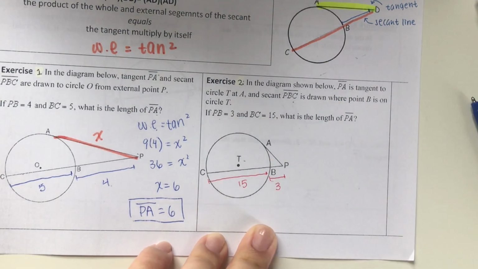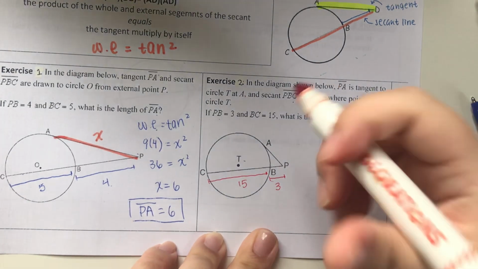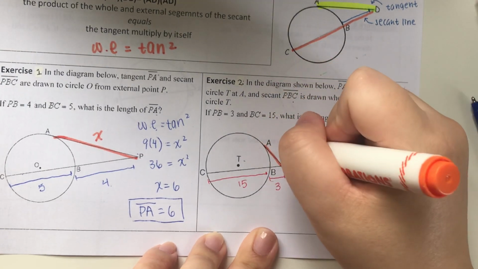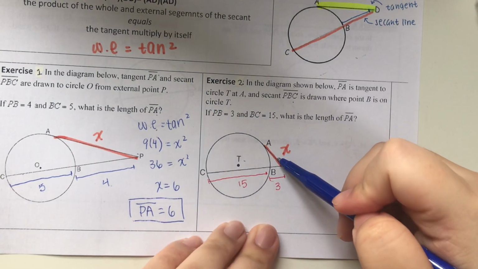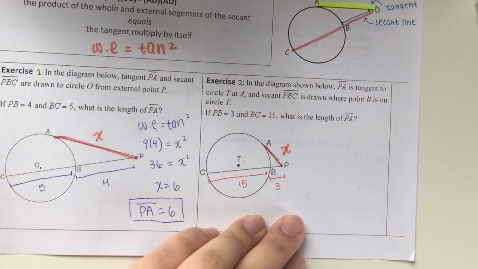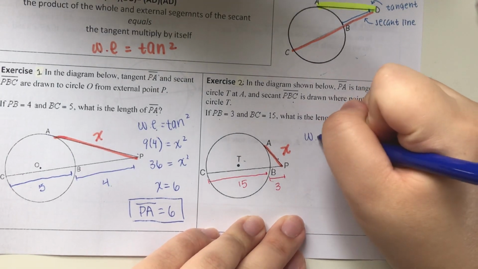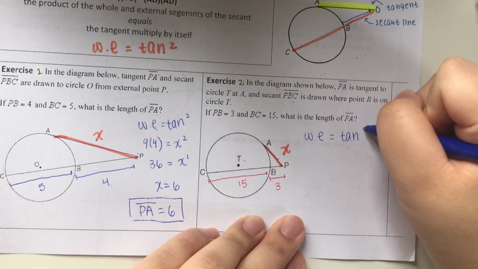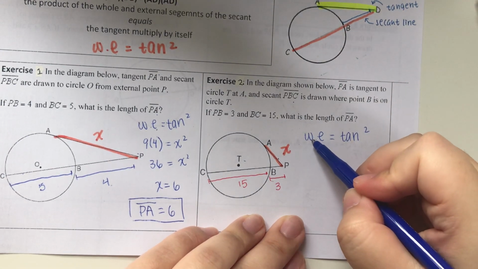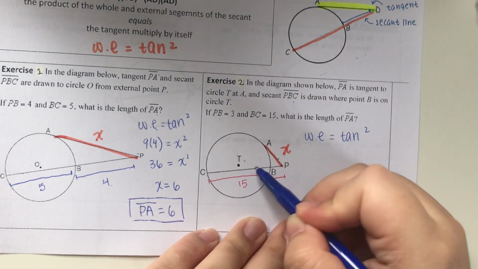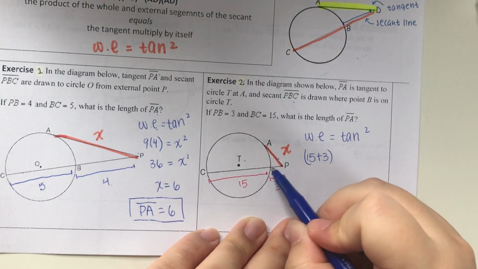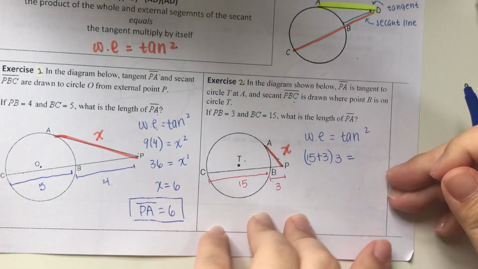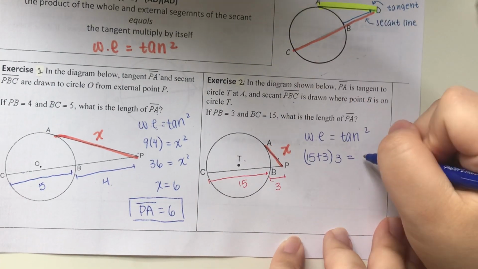Okay, so we're still looking for the same thing, which is the tangent line. Okay, so PA, which is this one right here, I'm going to mark it as X. So I know that whenever I have a tangent line and a secant in the same problem, I need to use we tan square. So W, the whole thing, which is PC. So that means 15 plus the 3 multiplied by the external PB, which is multiplied by 3, is equal to tangent to the second power, PA x to the second power.